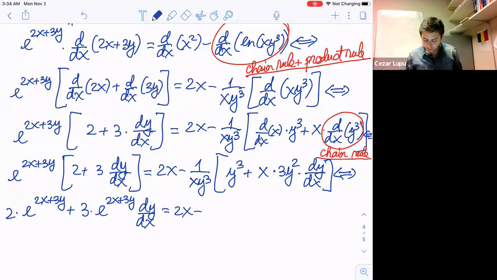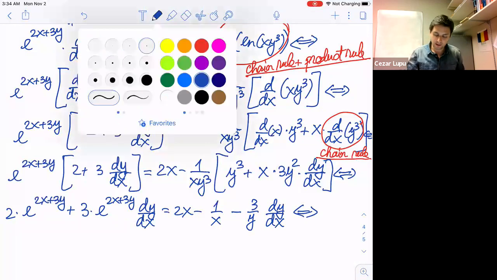So the first one will be minus 1 over x, minus, what do we have here? Minus 3 over y, dy/dx. Okay. And now let's look for terms alike.